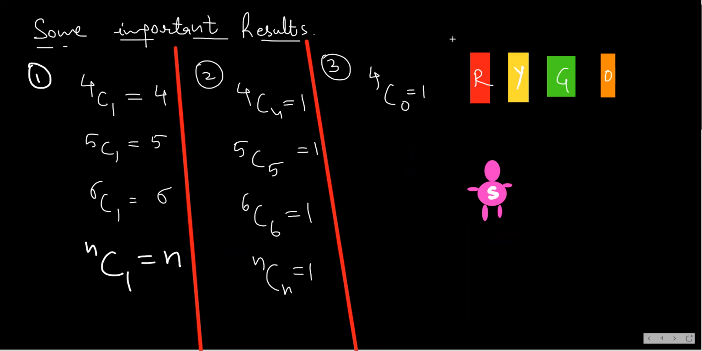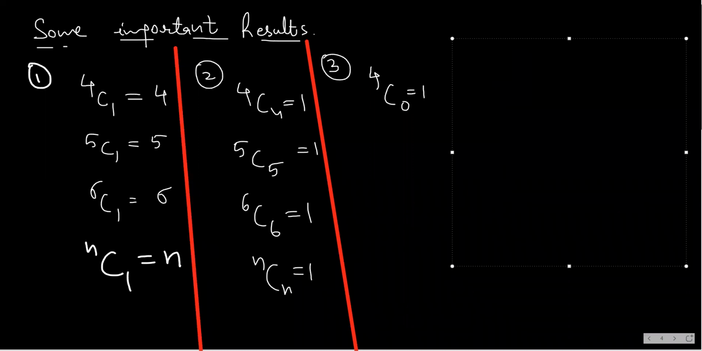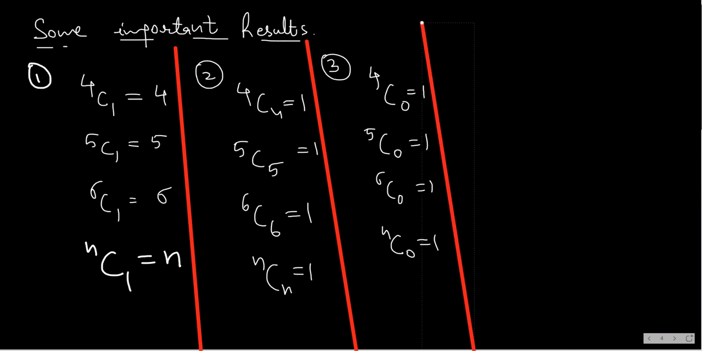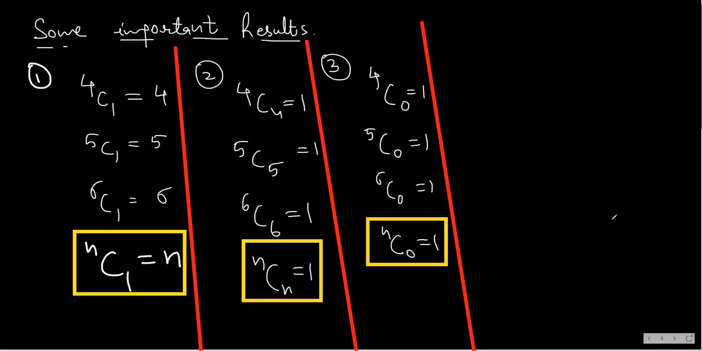So remember, students, 4C0 is 1. If you have 5C0, you will still write 1. 6C0 is 1, and NC0 is also 1. Remember that NC0 is also 1. So you may also copy this fast. Now we have some more results that I will write and you will have to learn by heart.